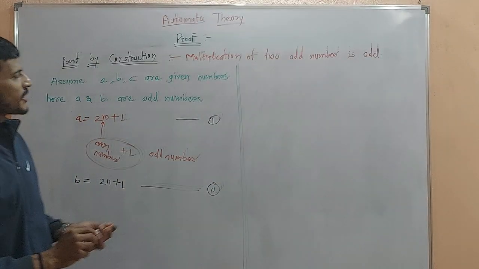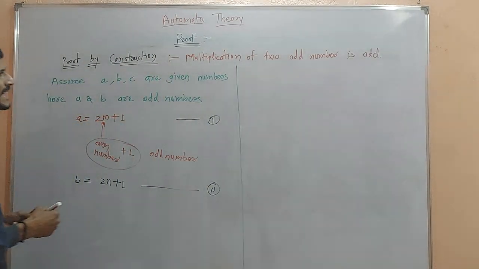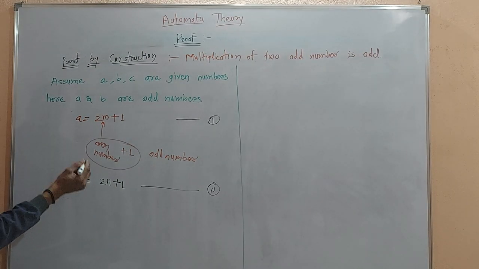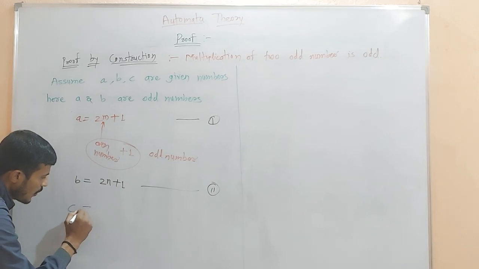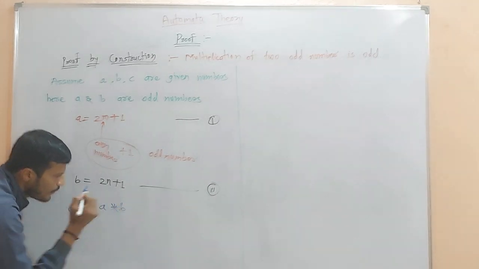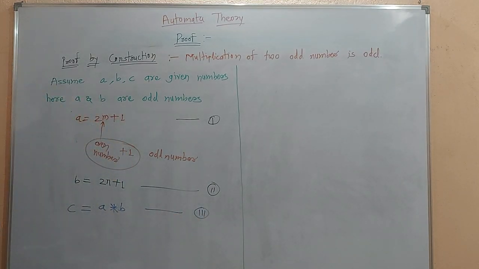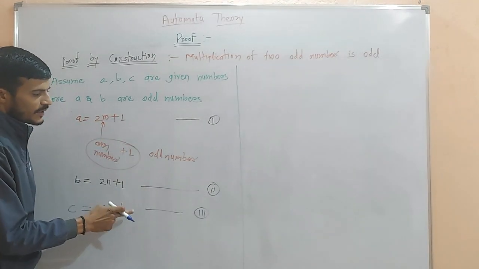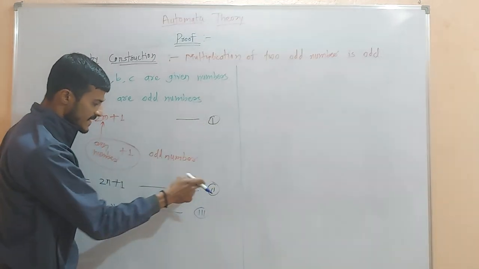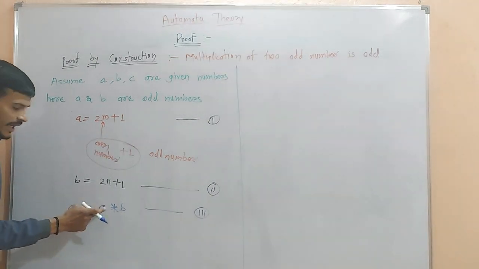So what is our problem statement? Multiplication of two odd numbers is odd. So what we have to do is consider the multiplication of two odd numbers. Let us consider C is the resultant multiplication. We don't know right now what C is. So C is the multiplication of A and B. Assume this is equation number 3. Already we have A equals 2m plus 1 and B equals 2n plus 1, meaning equations 1 and 2. Then what we have to find here is that C is an odd number, and C is nothing but A into B.